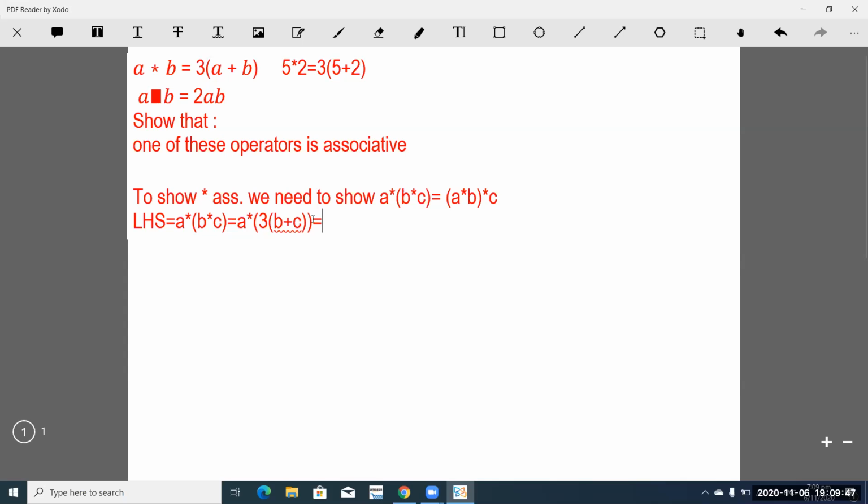Nice. So what we're getting now is that A star B star C is equal to A star, now 3 times B plus C is the same as 3B plus 3C. You agree? Yes, sir. Nice. So now, what is A star 3B plus 3C?